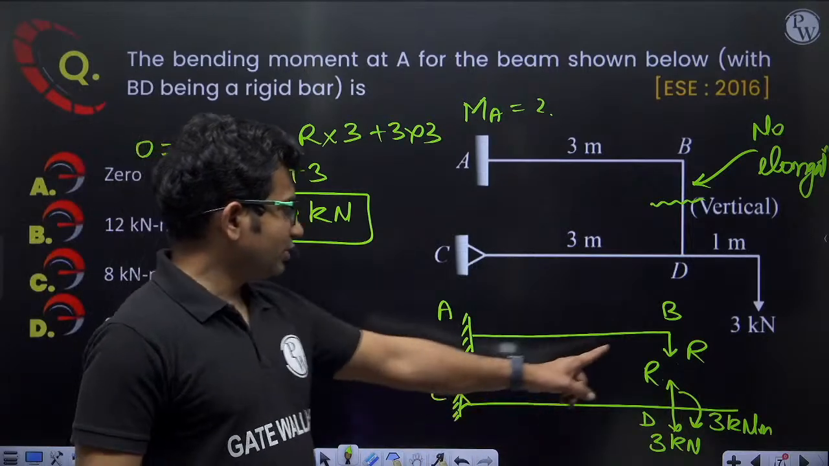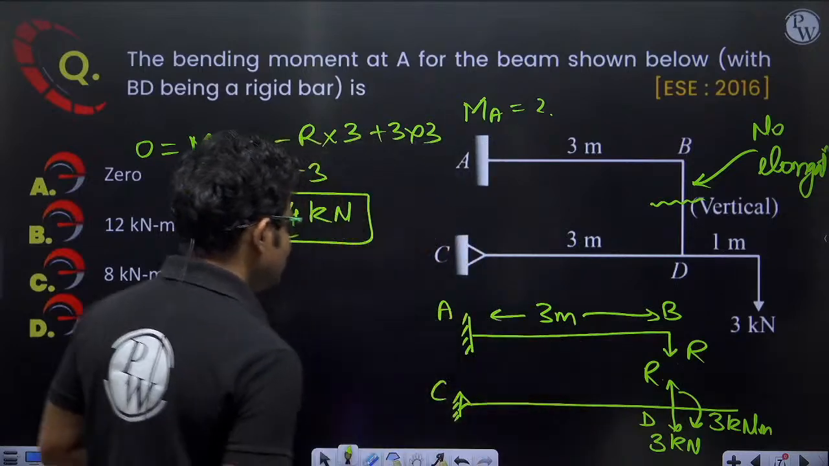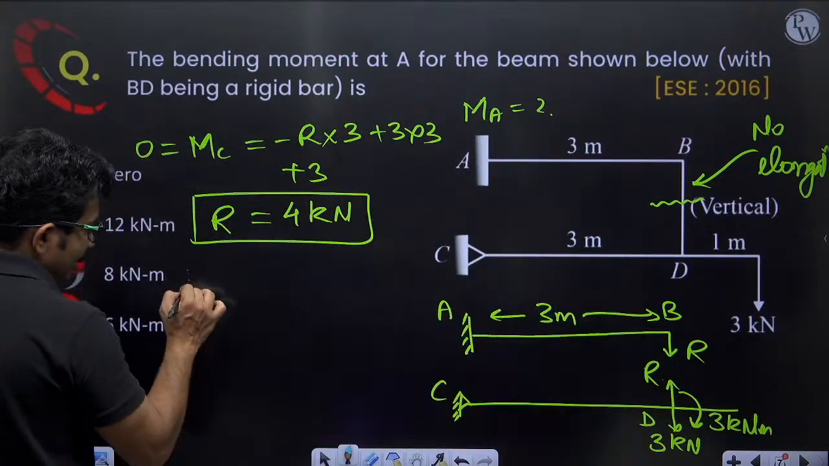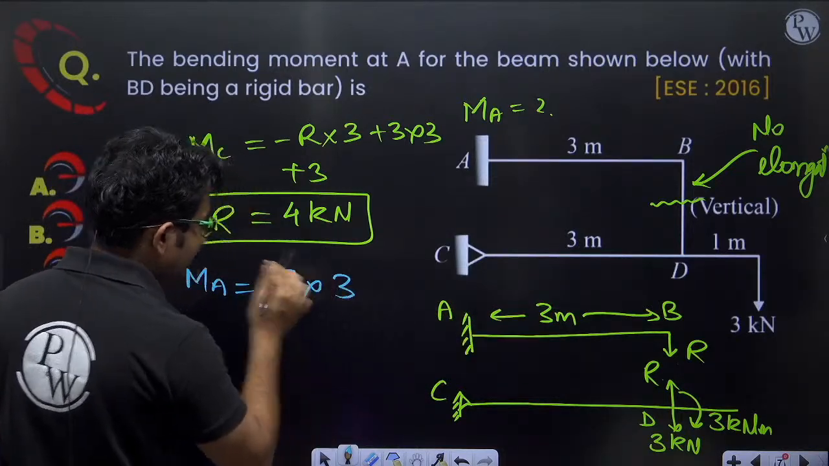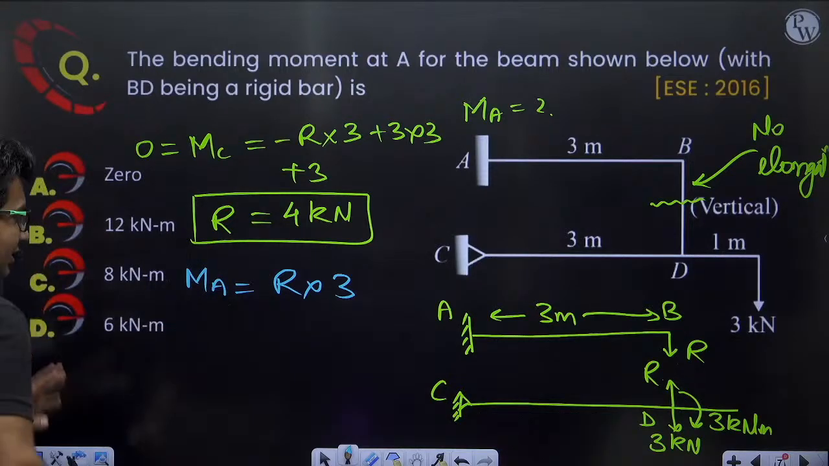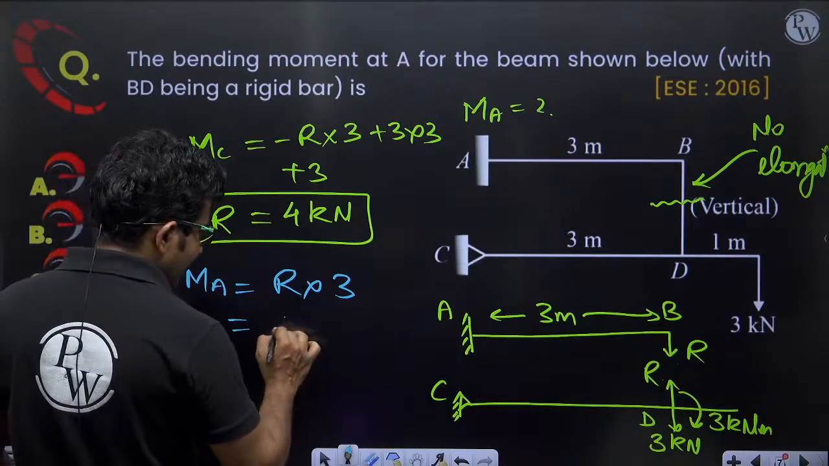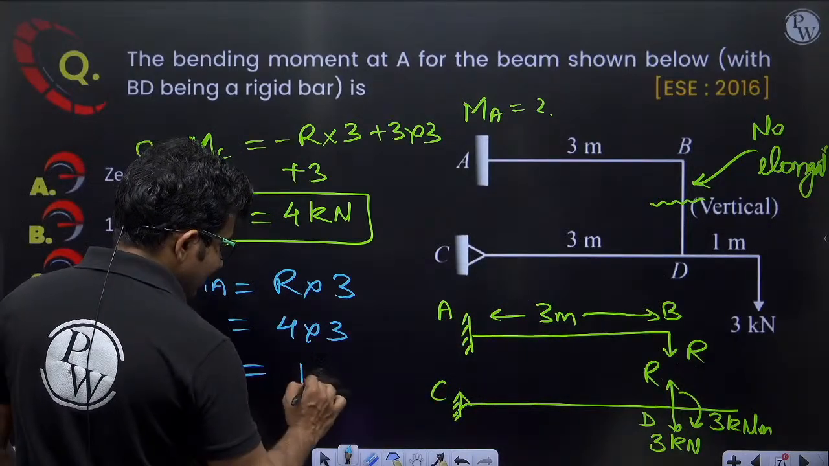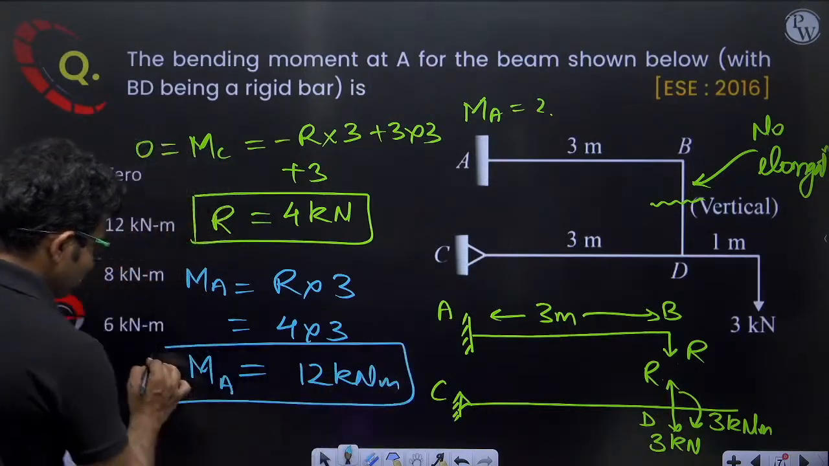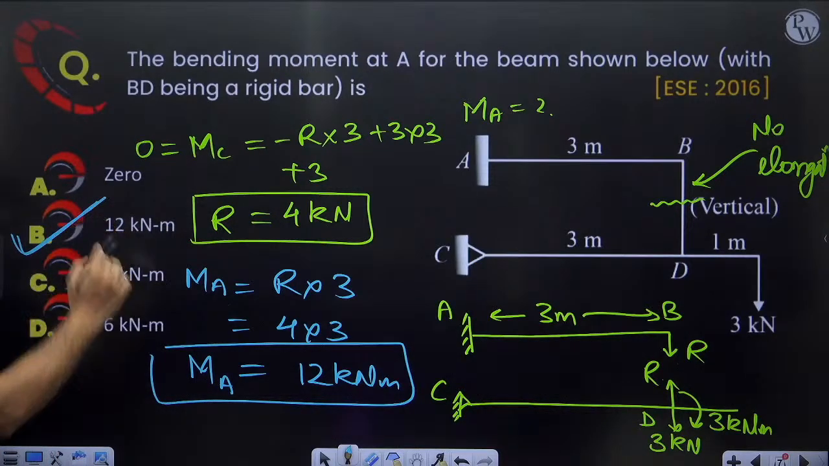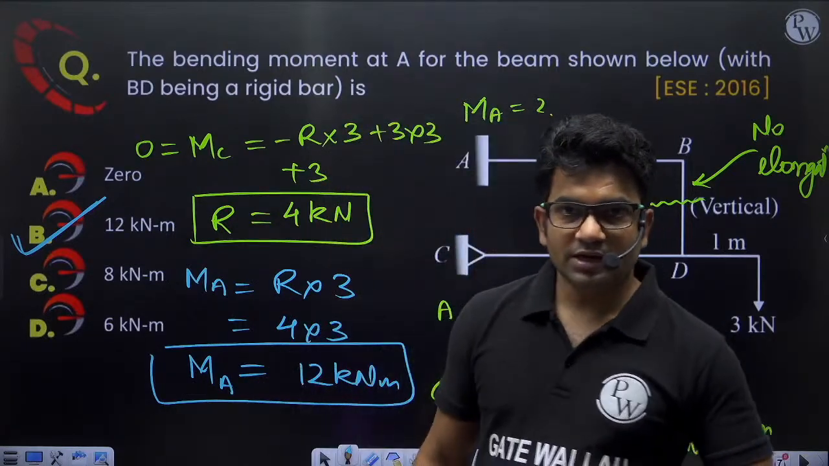Now when R is 4 kilonewton, then bending moment at A will be equal to force into perpendicular distance. So bending moment at A, MA, will be equal to R into 3, and we have to calculate magnitude only, so no need of sign. However, this will give me negative bending moment. So R is 4 into 3, so I will be getting 12 kilonewton meter. So this will be the answer. Bending moment at A will be 12 kilonewton meter. Correct answer will be option B. Is it clear? Correct answer is option B.